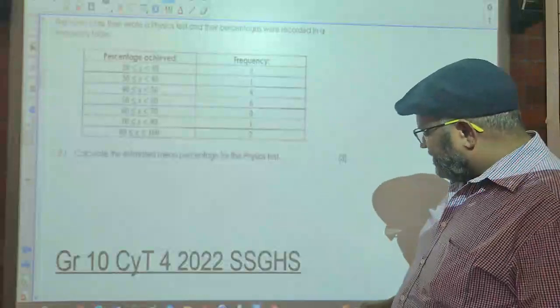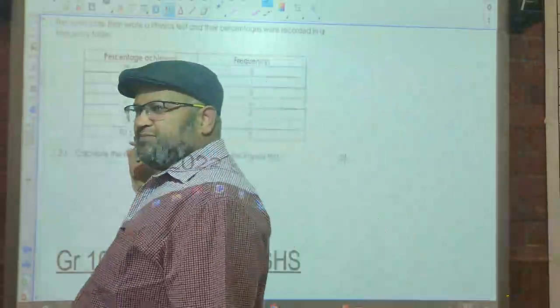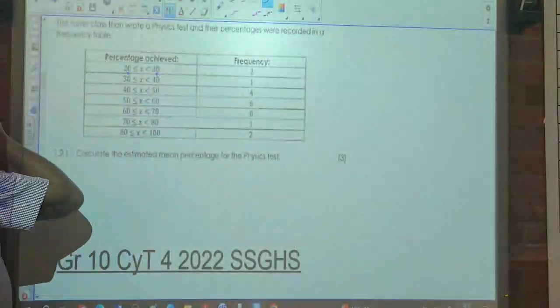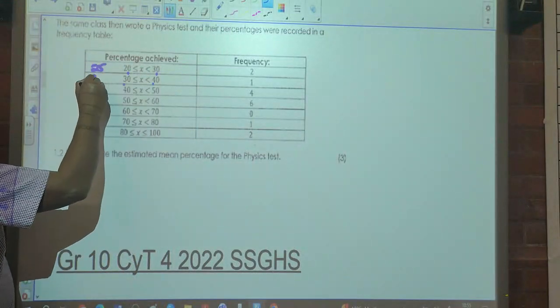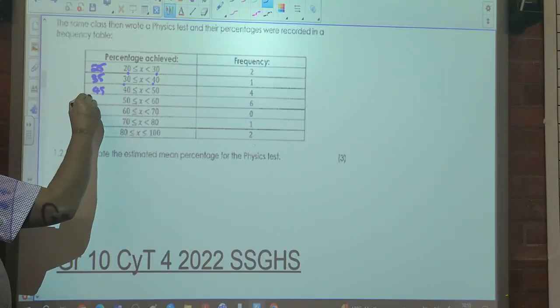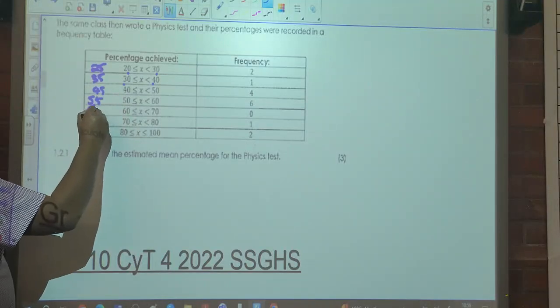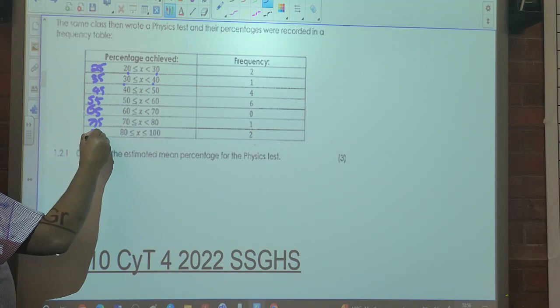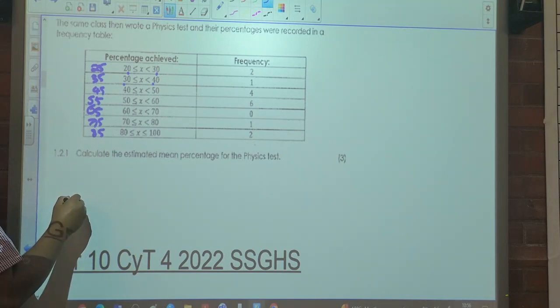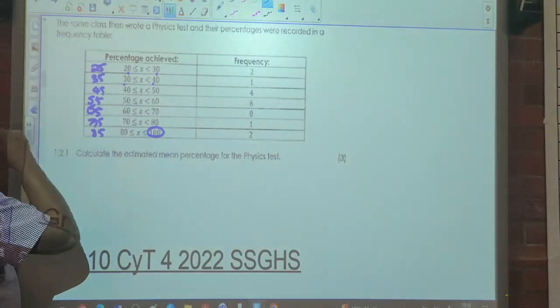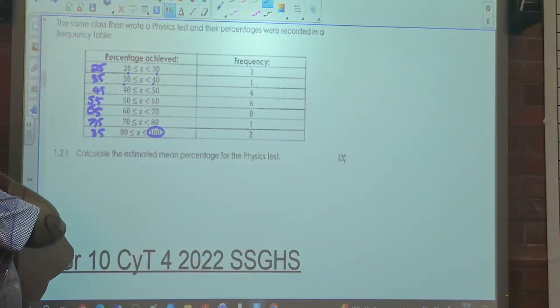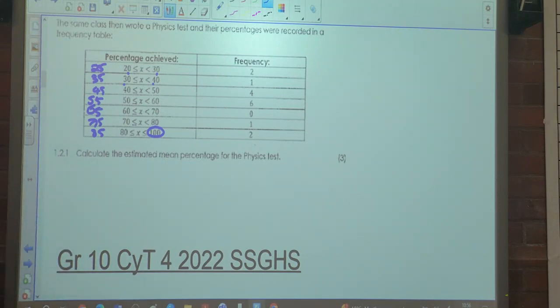To work out our mean, we find the midpoints of these classes. What's 20 plus 30? 50 divided by 2? 25. 30 plus 40? 70 divided by 2? 35. Then 45, then 55, 65, 75, 85. Oh, is this now? Yeah, it's not normal. Normally our classes are evenly spaced.